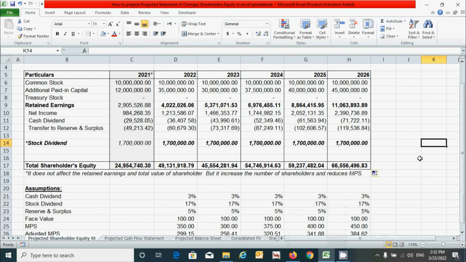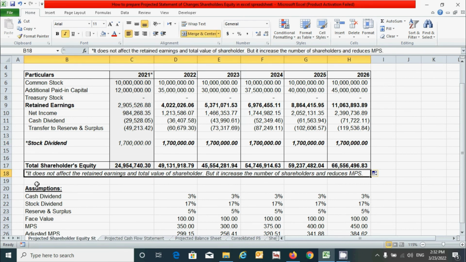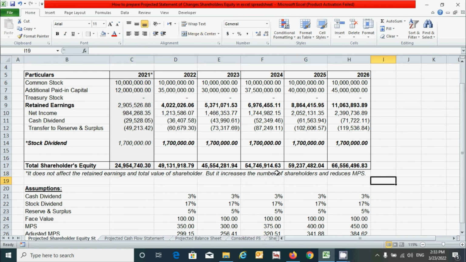Okay, alright, now here we have a note represented by an asterisk, that is the note of this one. Okay, that says that stock dividend does not affect the retained earning and total value of shareholder equity, but it increases the number of shares and reduces the market price per share. Okay, so remember this thing.